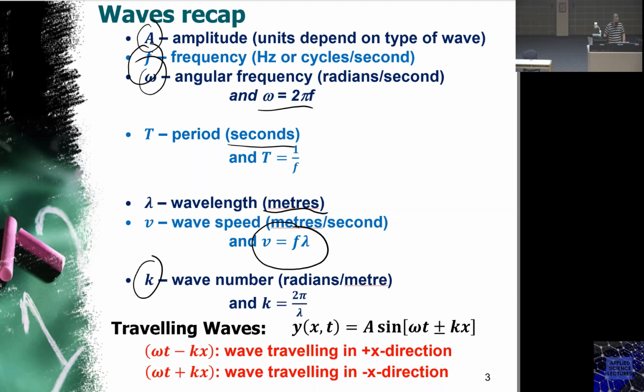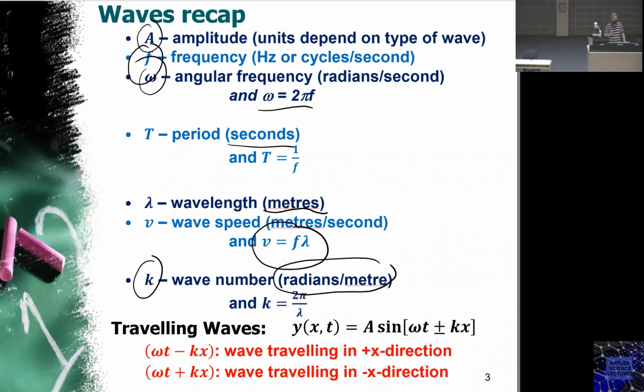Then we introduced the wave number. We said the wave number is the change of phase per unit length, in radians per meter. And we said that the relationship between the wave number and the wavelength is 2 pi divided by lambda, which is in radians per meter.